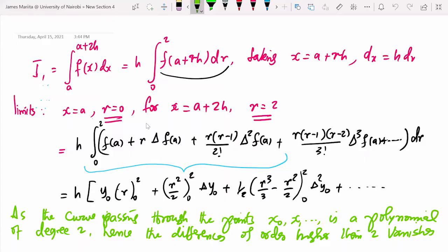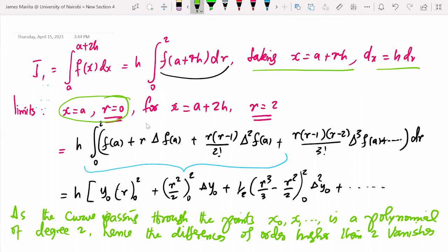We have those values. If we take x to be a plus rh, then x is equal to that, then we have the limits now. We'll have to change from x equals a, and that's for r equals 0, then x equals a plus 2h for r equals 2. So that's what we have.